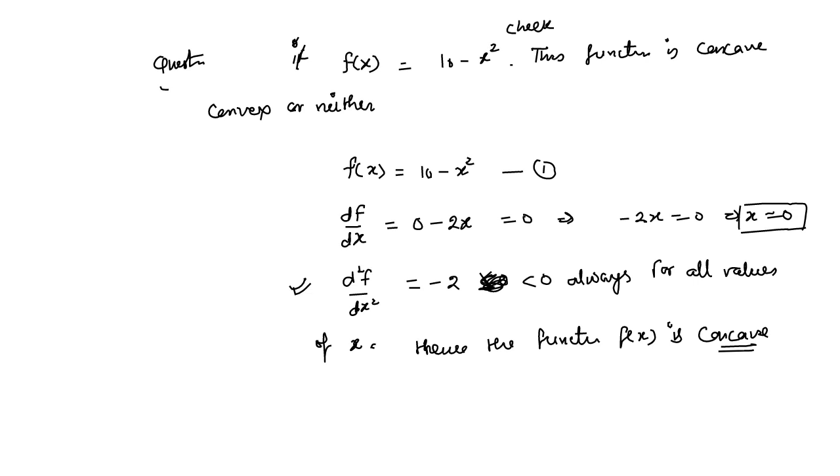So we have to remember that d square f upon dx square less than or equal to 0 is concave for all values of x. So here when we obtain the second derivative, it gives us a constant value. That means there is no chance to put any value of x. That means this value always remains the same. So we write this as less than 0 always, for all values of x.